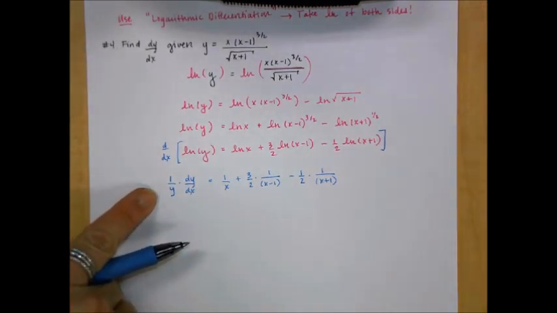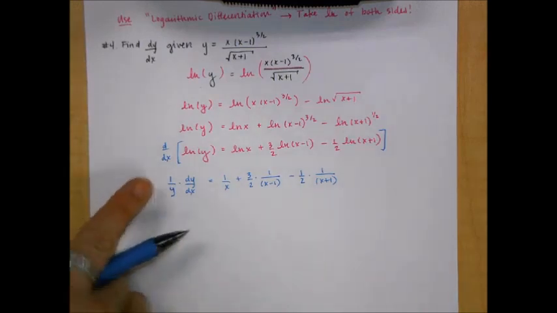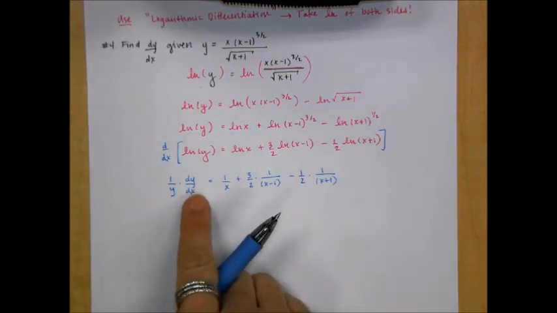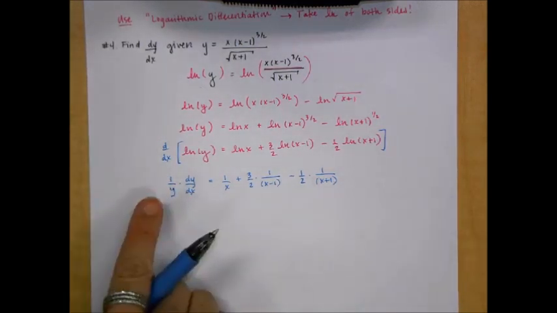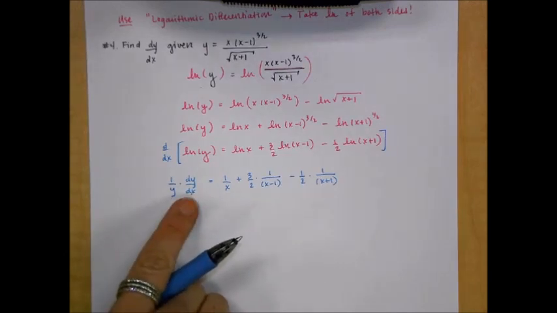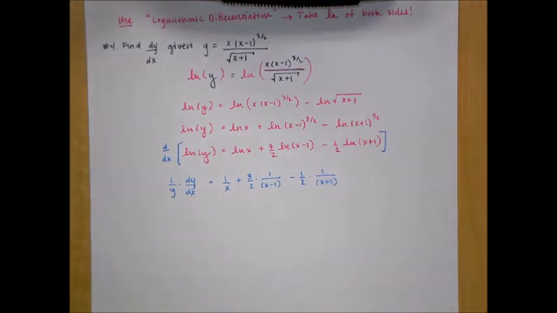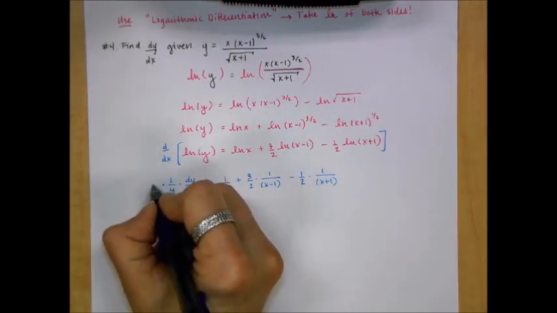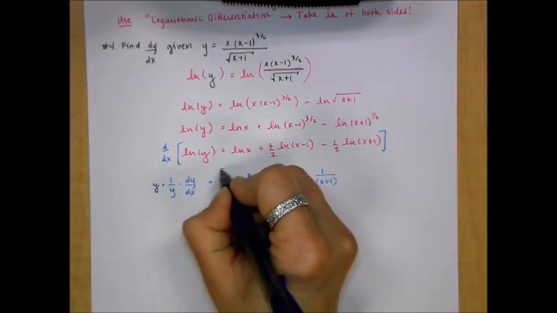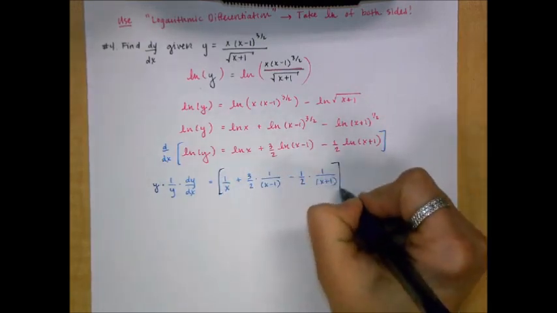So I can't leave this as my answer. I need to solve for dy dx by getting rid of the 1 over y in front. To do that, we just need to multiply both sides by y. So we want to multiply this whole right side by y. The y over y reduces and leaves you with dy dx.